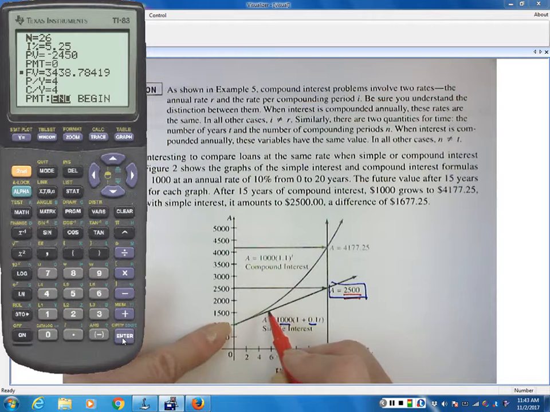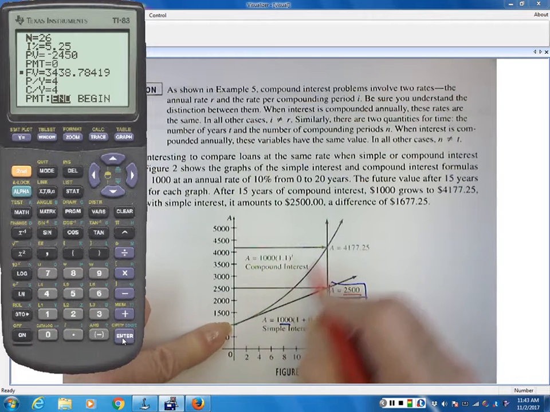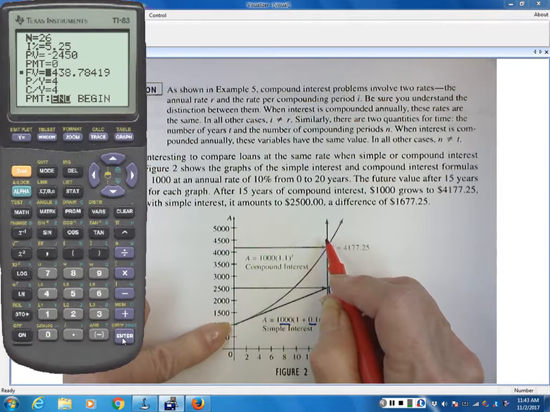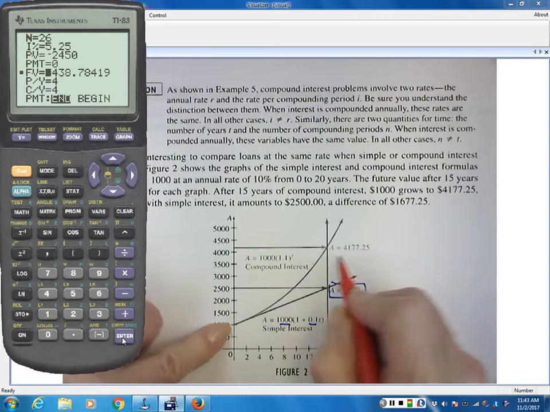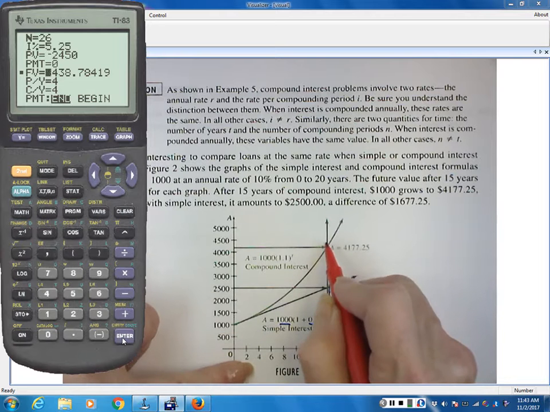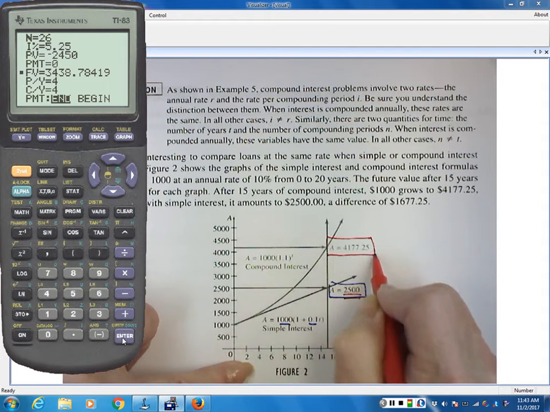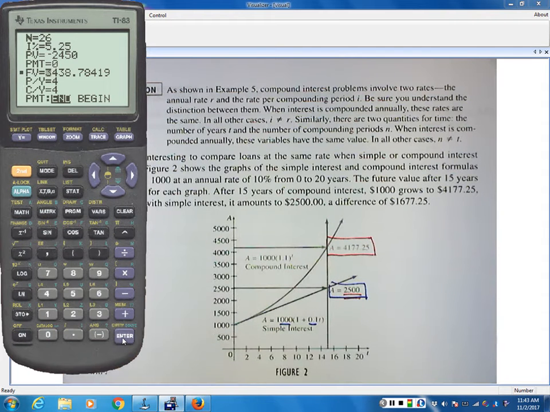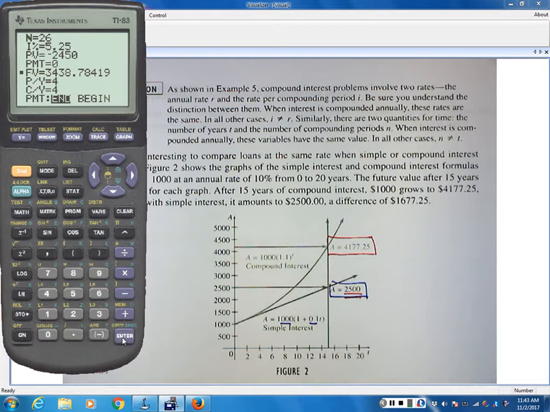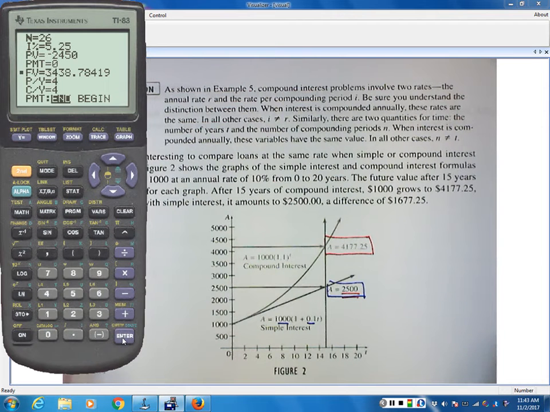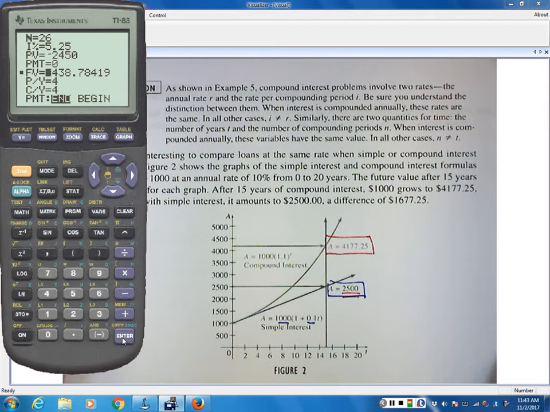Compound interest says, what if you compounded your interest annually? How much would you have at the end of your 25 years? Look how much more you'd have if they compounded your interest every year. Because what's happening is you're getting interest on interest that was already paid to you. So it grows a lot faster. Now on the negative side, if that's a loan, your payoff is a lot higher.